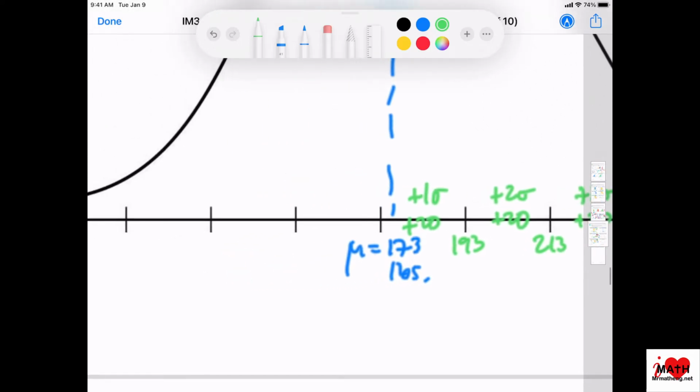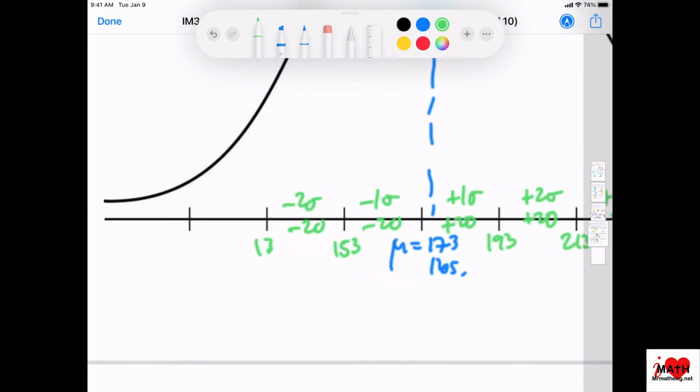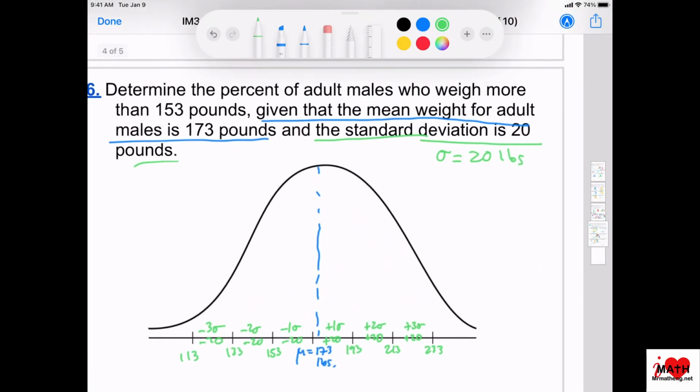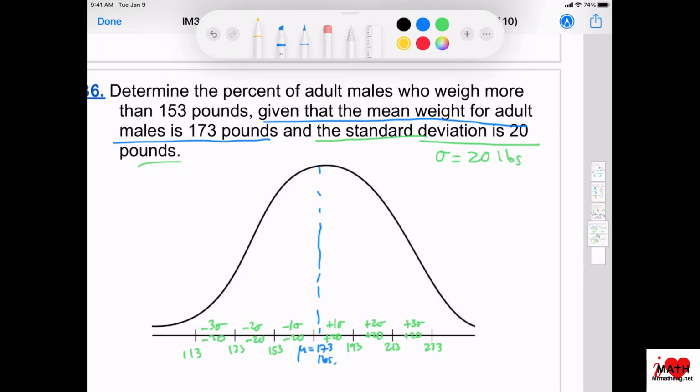And then we do the same thing going towards the left. We're just going to subtract 20. So this would give us 153 pounds. Subtracting 2 20s from 173 would give us 133. And 3 of these means subtracting 20 3 times from 173, that would give us 113. Okay, let's locate 153 pounds, and it says more, so that means we want to shade going towards the right. Here's 153, and basically we want to find this yellow region.